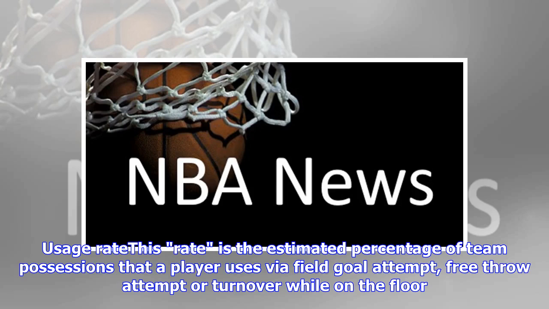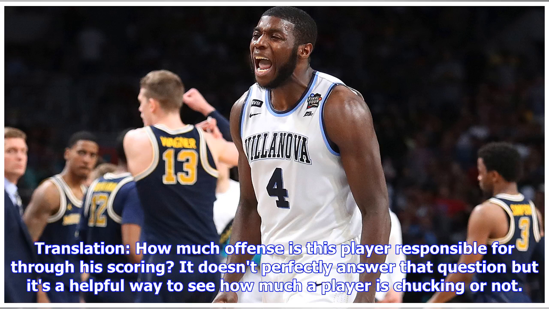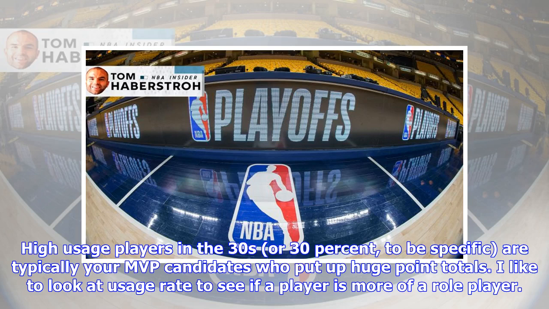Usage rate: this rate is the estimated percentage of team possessions that a player uses via field goal attempt, free throw attempt or turnover while on the floor. Translation: how much offense is this player responsible for through his scoring? It doesn't perfectly answer that question, but it's a helpful way to see how much a player is chucking or not. Players in the 30s, or 30%, to be specific, are typically your MVP candidates, who put up huge point totals. I like to look at usage rate to see if the player is more of a role player.